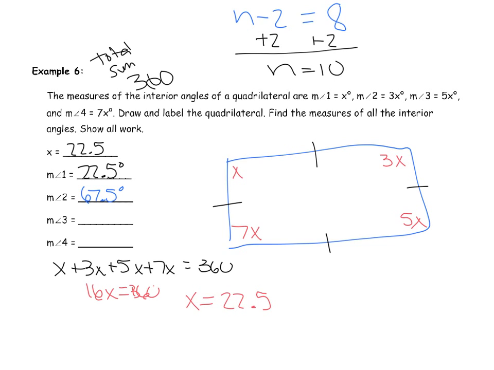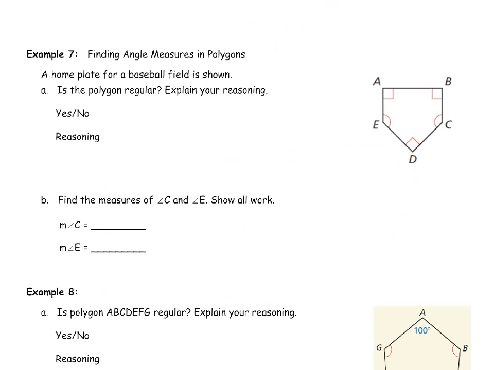67.5 degrees. To find the measurement of angle 3, which is the 5x, I take 5 times the 22.5, and that gives me 112.5 degrees. And the last one was 7x, so that's 7 times the 22.5, and that gives me a total of 157.5 degrees. Now, if we're not sure that sounds right, we take 22.5 plus 67.5 plus 112.5 plus 157.5, and add it all up, it better be 360, and it is, so check, voila.